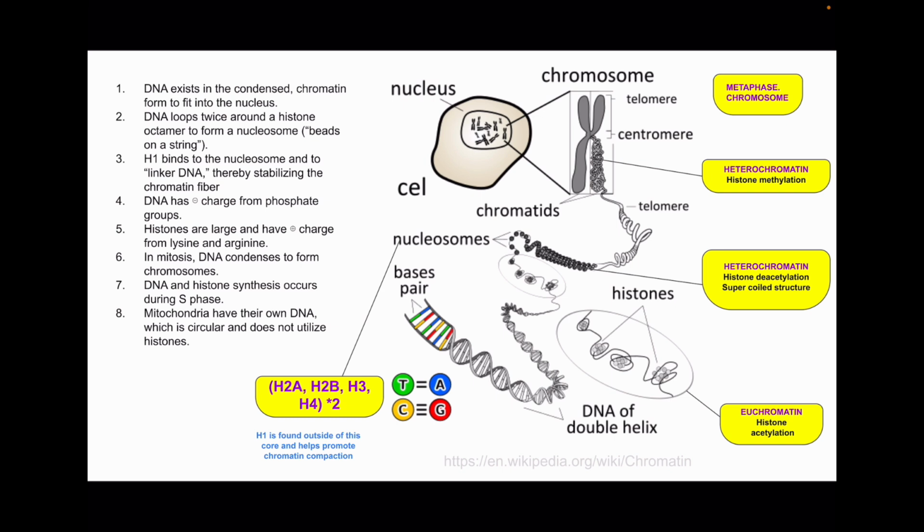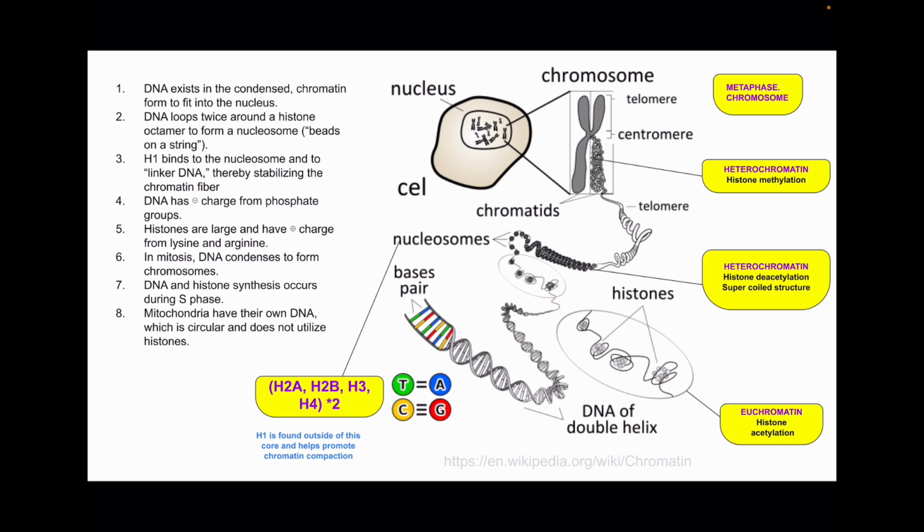Mitochondria have their own DNA, which is circular and does not utilize histones. I have a very nice presentation on how mitochondria undergo transcription and translation inside the matrix. Please have a look at that if you want to know more about mitochondria's own circular DNA and why they don't have histones.